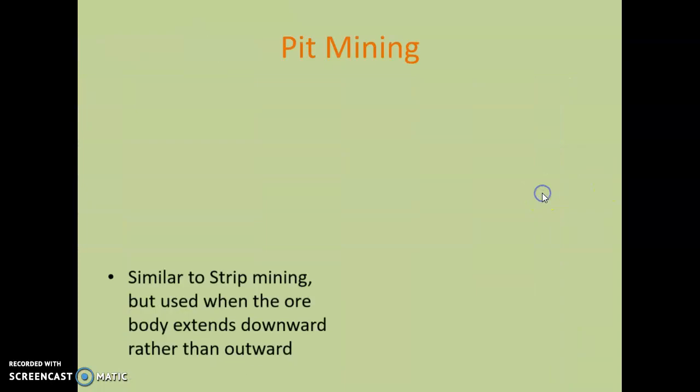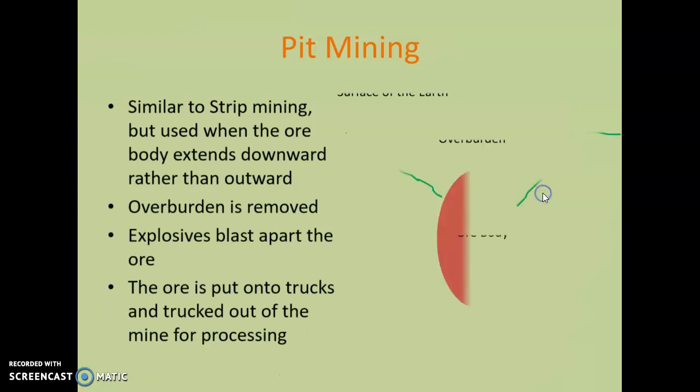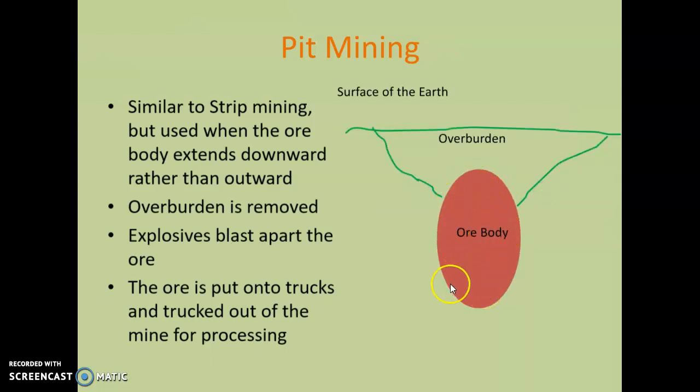Now then there's pit mining. Pit mining is similar to strip mining, except now the ore body is oriented vertically. So at this point you're dealing with a much narrower area, and they still have to remove the overburden, but because they have to dig down rather than just scoop it up, they have to use explosives to blast apart the ore. Then everything again just gets trucked out, and again they have to go round and round and round.